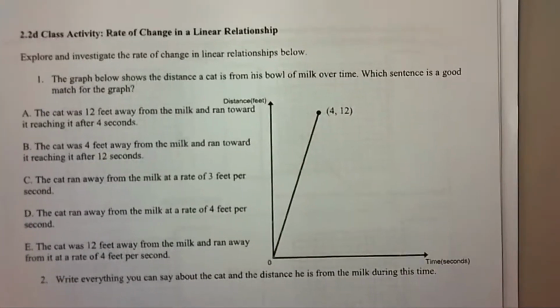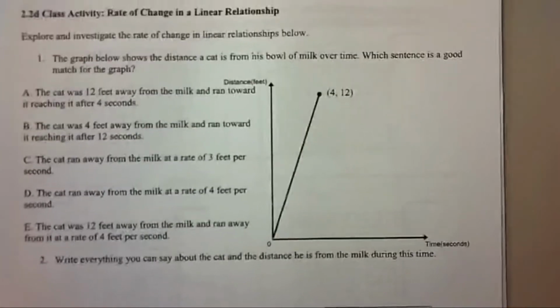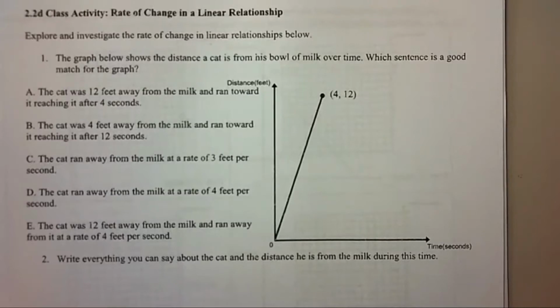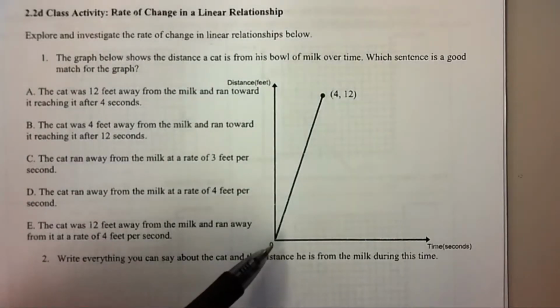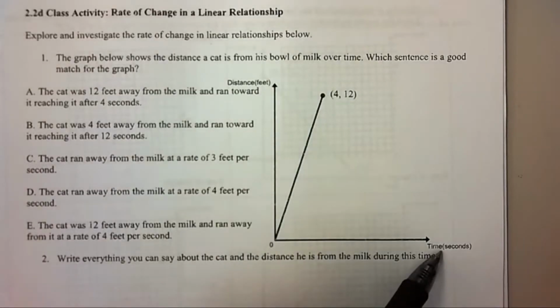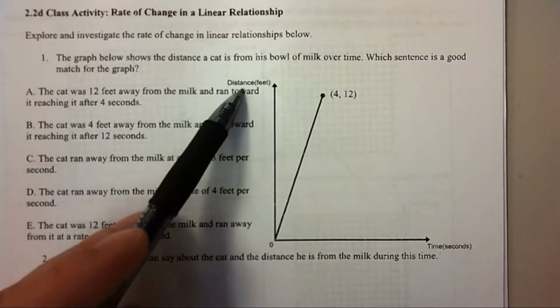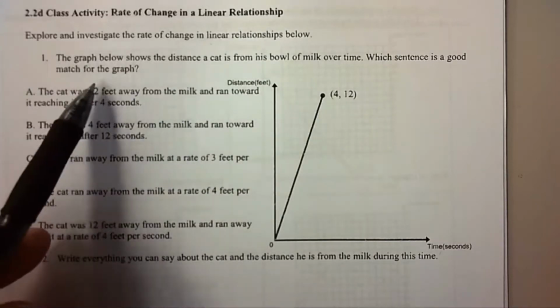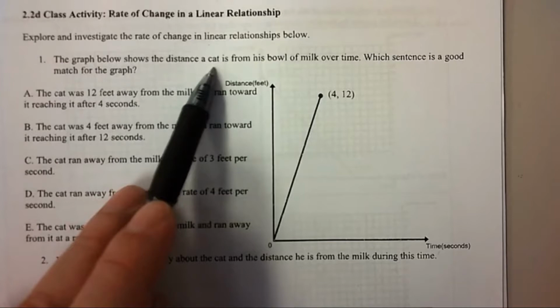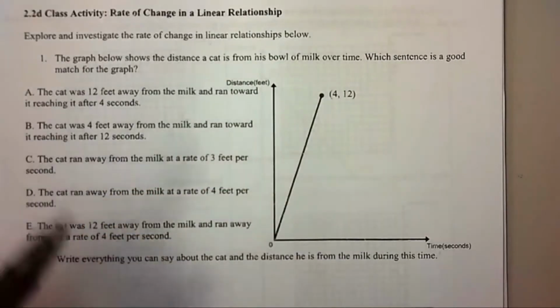So if I look at number one, it says the graph below shows the distance a cat is from a bowl of milk over time. So which sentence is a good match for this graph? So we go back and we look here. We see our x-axis is time in seconds, and then this is distance in feet. So this shows the distance a cat is from his bowl of milk over time.